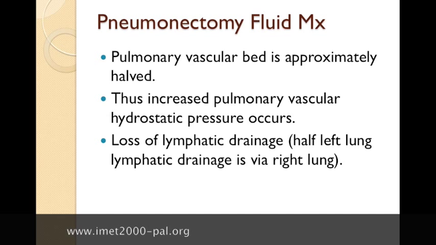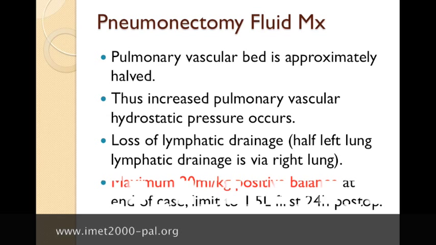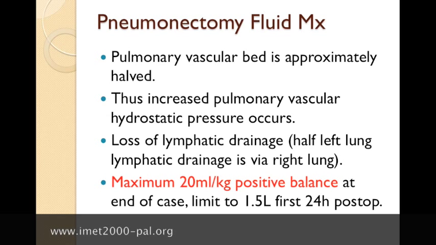And so this fluid hangs around a lot more in the interstitium, and some of it can creep into the alveoli, causing pulmonary edema. Now, 20 mils per kilo positive balance at the end of a case is considered maximum for a pneumonectomy. When I say positive balance, you might be thinking, well, what if they bleed a lot? As long as we replace what they lose and don't exceed 20 mils per kilo, then we're not considered to be giving them too much fluid.